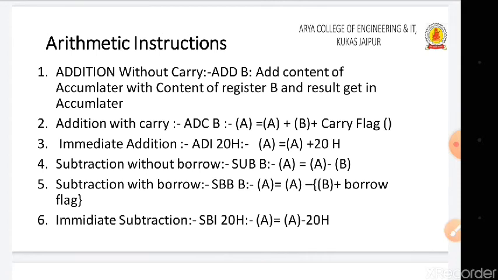Next, third, immediate addition, ADI 20H. It means add immediate with 20H. It means content of accumulator plus 20H and the result is stored in accumulator.